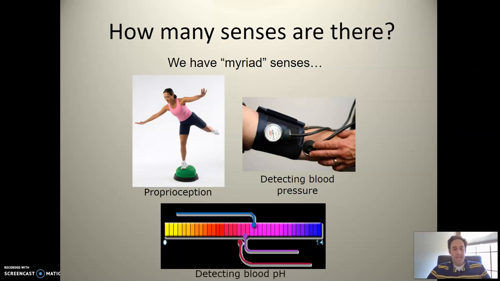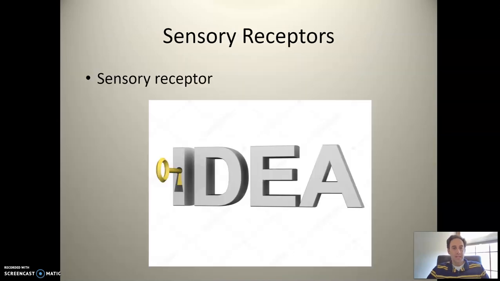Same with the blood pH. You are continually monitoring the pH of your blood, and then your body is adjusting to keep it in balance. So these are just a few examples, but you are continually monitoring not just the world around you, but also your internal environment. And in this unit, we're going to mostly focus on the big five from the Magic School Bus, but later in the course, we'll talk a little bit more about how we detect blood pressure and some of these other ones. So let's take a look.